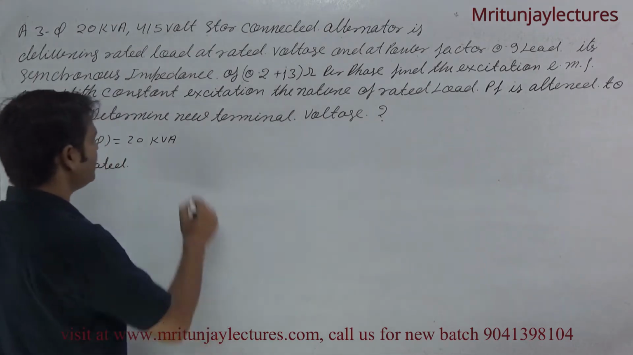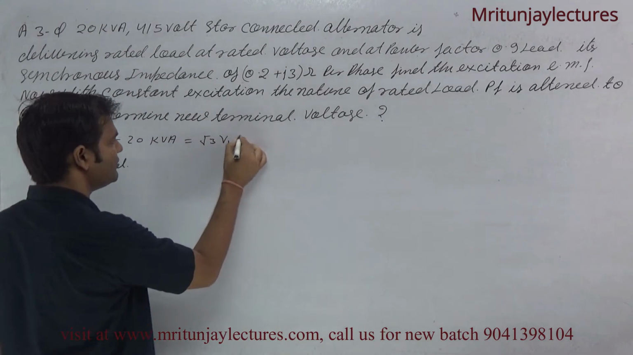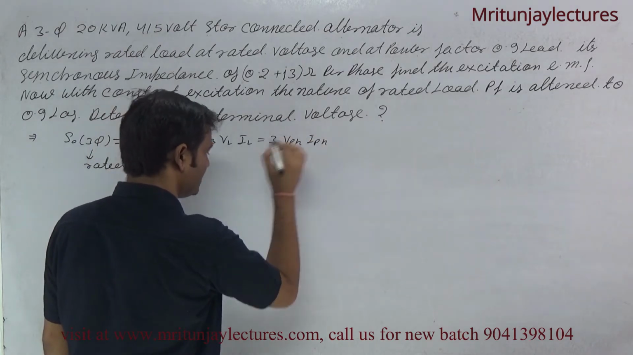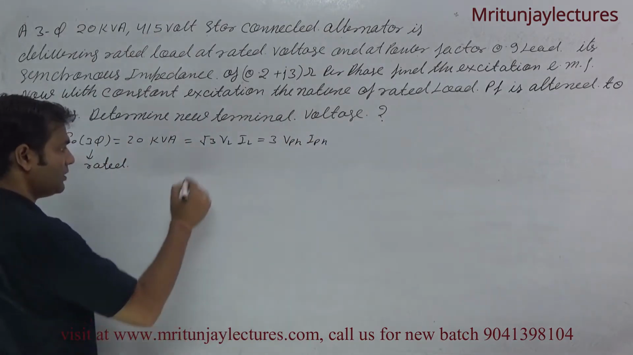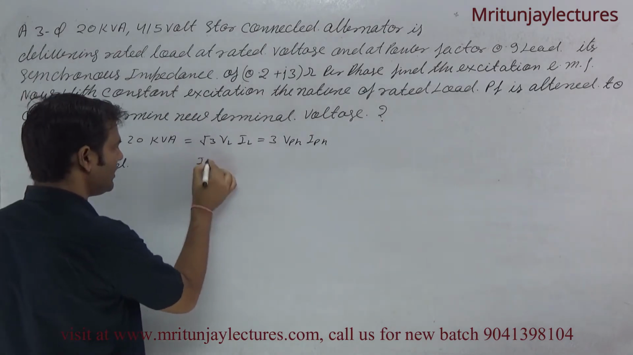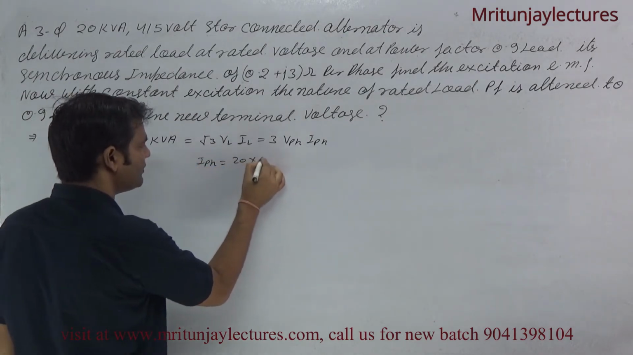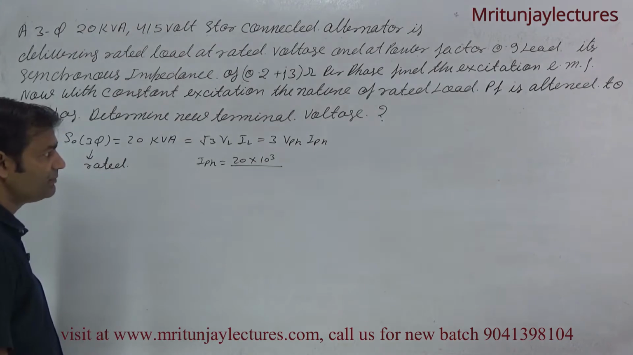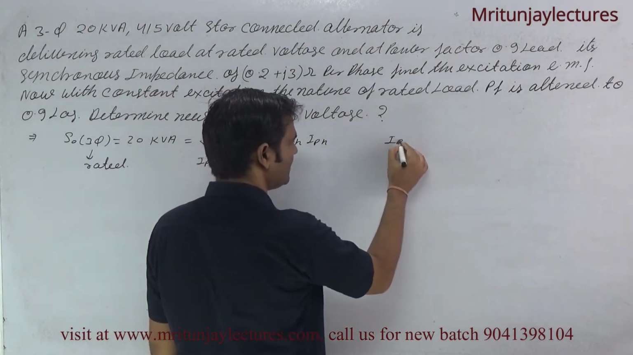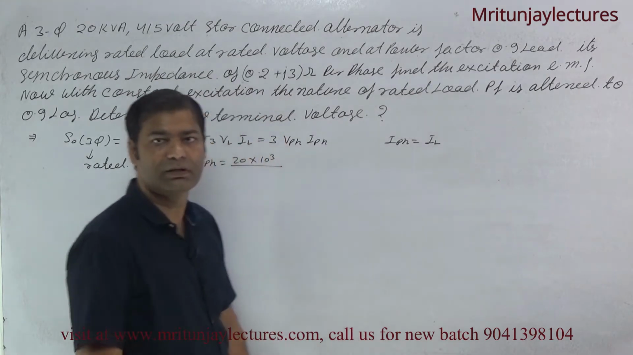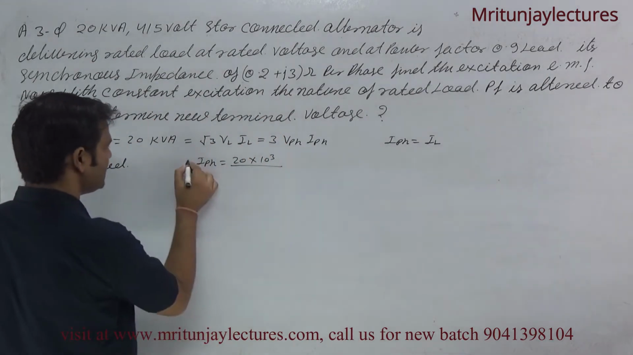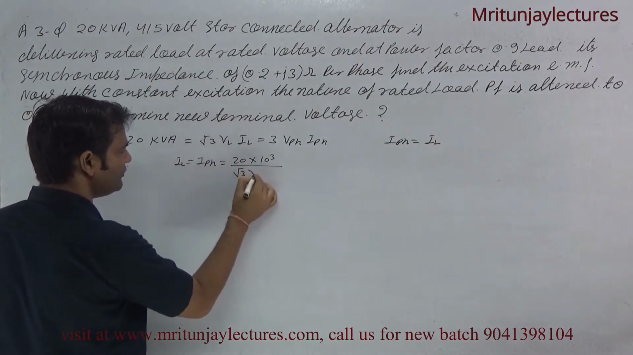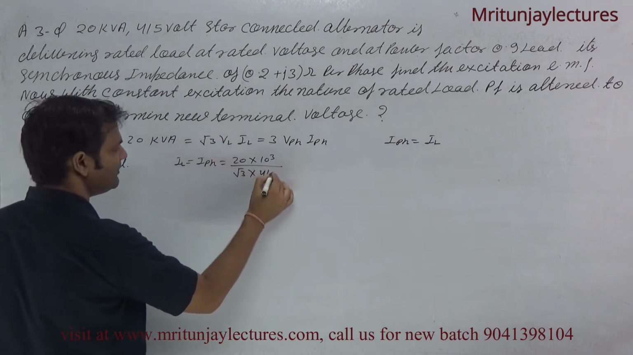Now this is also written as root 3 times VL into IL, or root 3 times VPH into IPH. Now what about IPH? IPH is written as 20 into 10 to the power 3 divided by root 3 times VL. In a 3 phase star connection, IPH and IL are both the same. With the help of this, IL is equal to S by root 3 into VL. What about VL? VL is 415 volt.